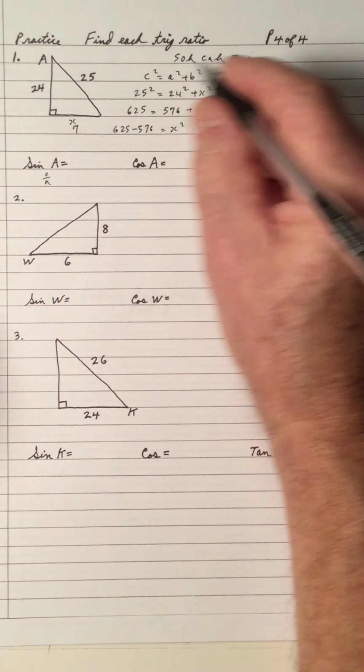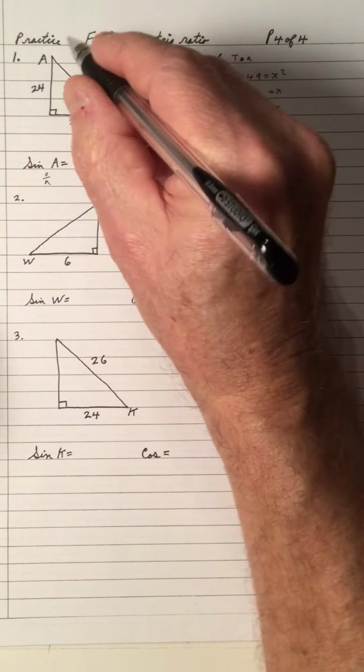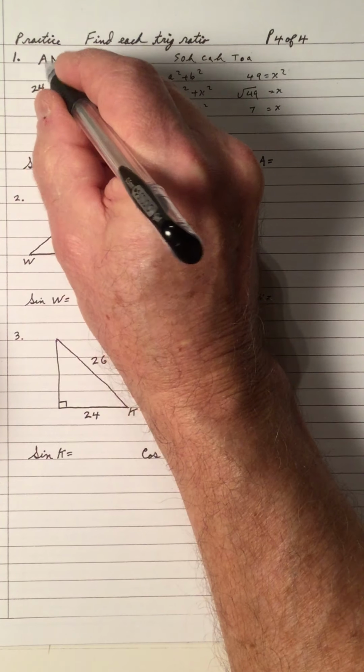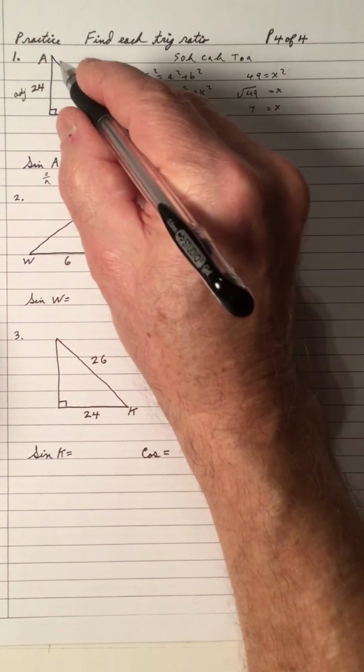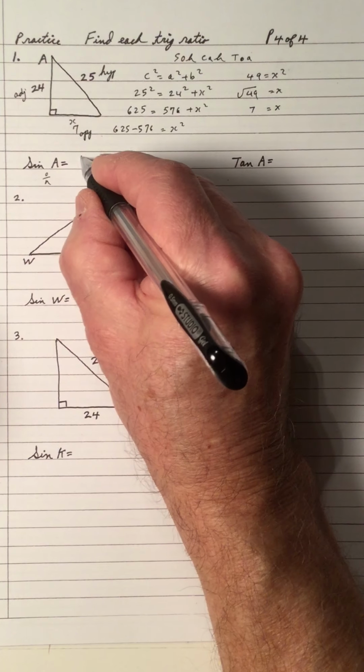Now, in relation to this triangle, 25 is the hypotenuse. In relation to angle A, this is opposite. In relation to angle A, this is adjacent. So now, sine is opposite over hypotenuse, so it's 7 over 25.